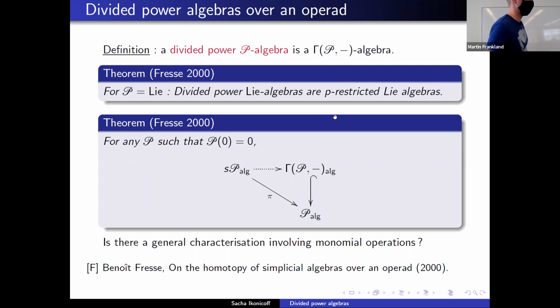Wait, is it true that it's essentially surjective? Yeah, it's saying that any algebra can be endowed with some... Is there like a trivial... No, you're right. What I say is wrong.